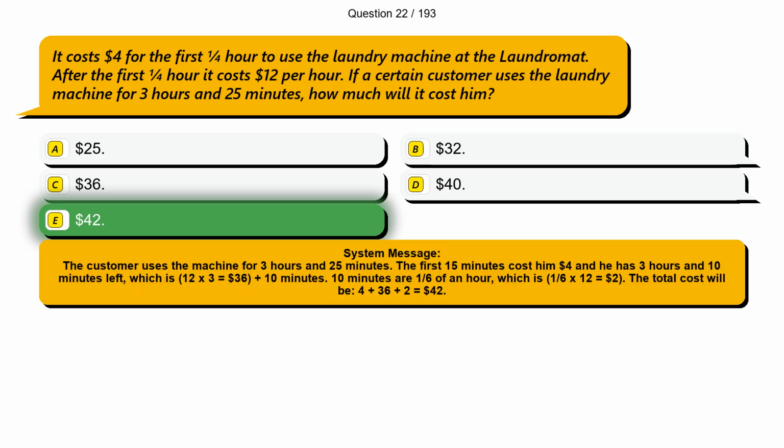The customer uses the machine for 3 hours and 25 minutes. The first 15 minutes cost him $4 and he has 3 hours and 10 minutes left, which is 12x3 equals $36, plus 10 minutes. 10 minutes are 1/6 of an hour, which is 1/6 x 12 equals $2. The total cost will be 4 plus 36 plus 2 equals $42.